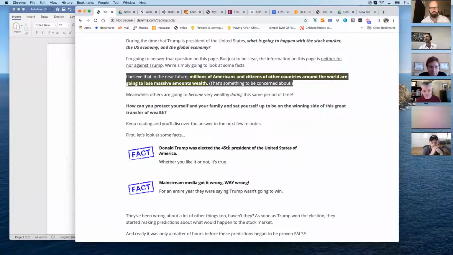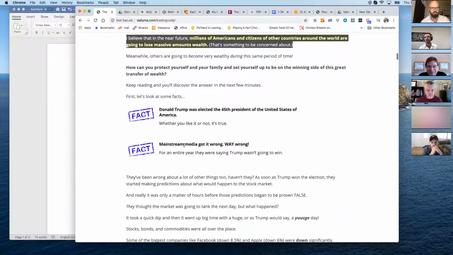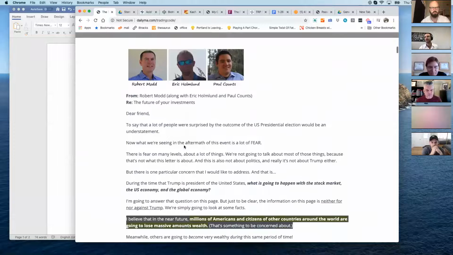"Fact: Donald Trump was elected the 45th president of the United States of America, whether you like it or not. Fact: mainstream media..." Even a bunch of this stuff, this lead just doesn't do it for me. And I pulled it from the middle of the pack of ClickBank, not from the first page, and probably with good reason.